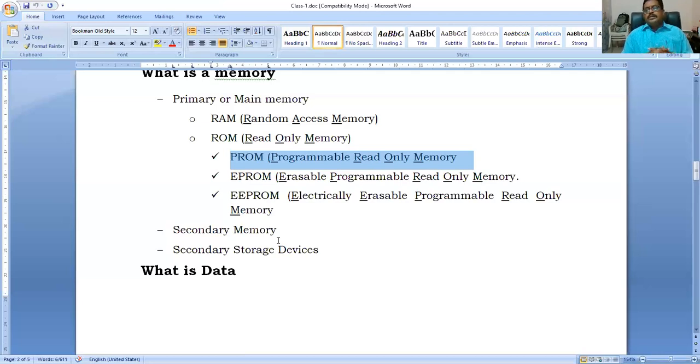ROM is nothing but like a white notebook. It gives the permission to write only once. After that, whether it is correct or not, it cannot be modified and it cannot be erased fully. That is nothing but the ROM. On that white notebook, it gives the permission to write only once.